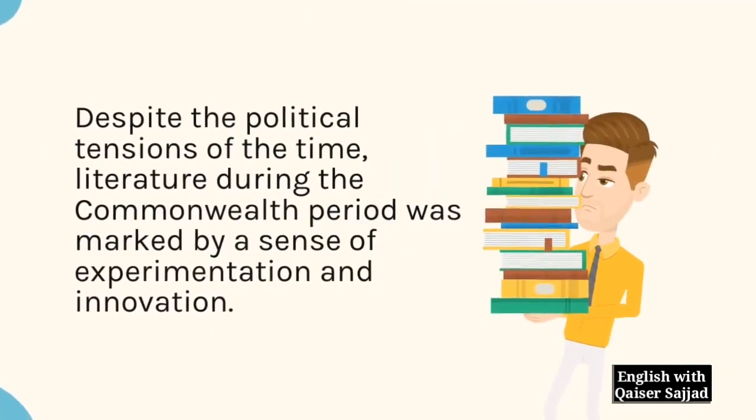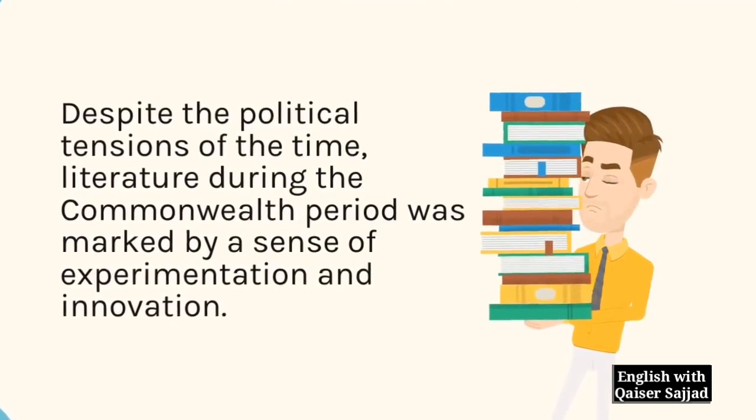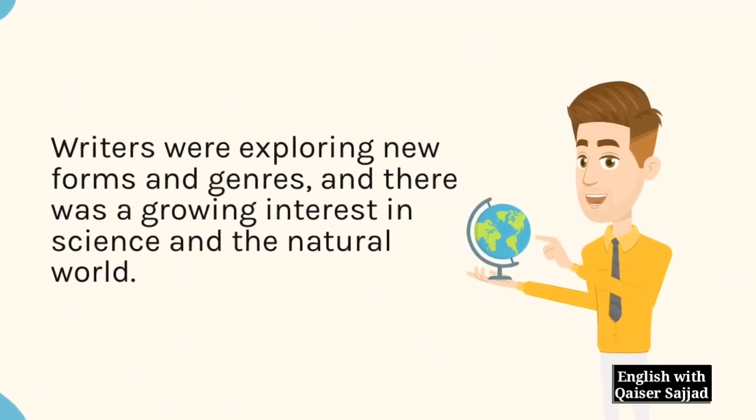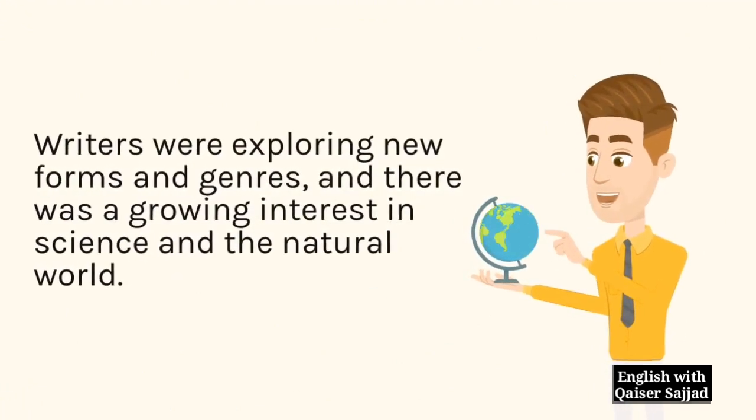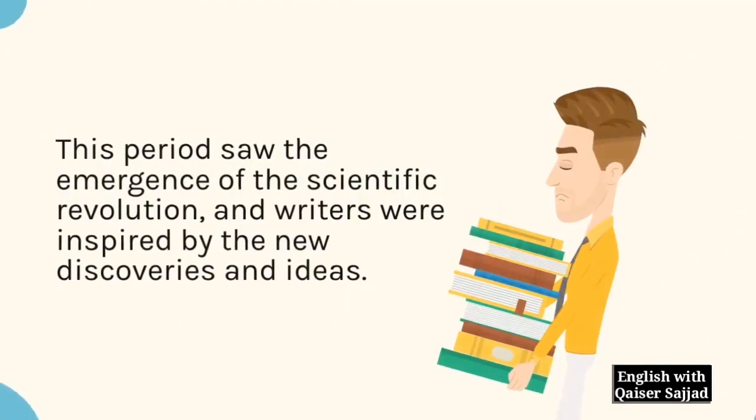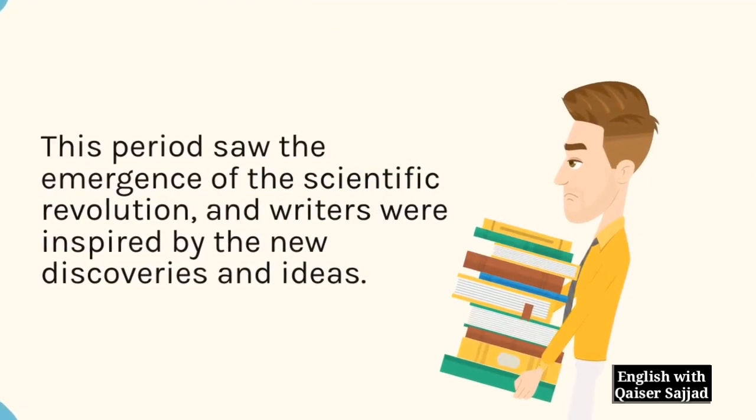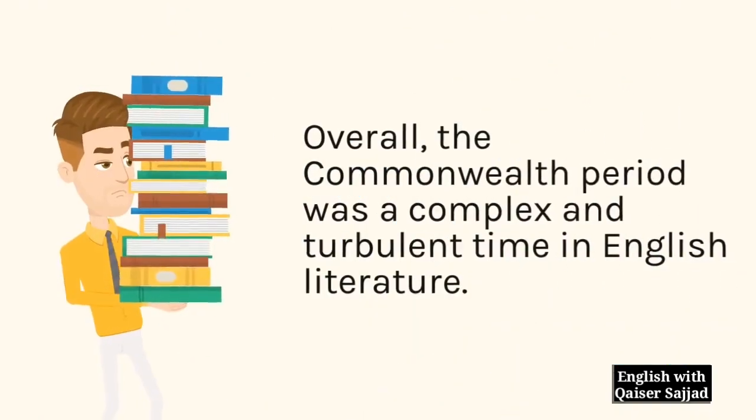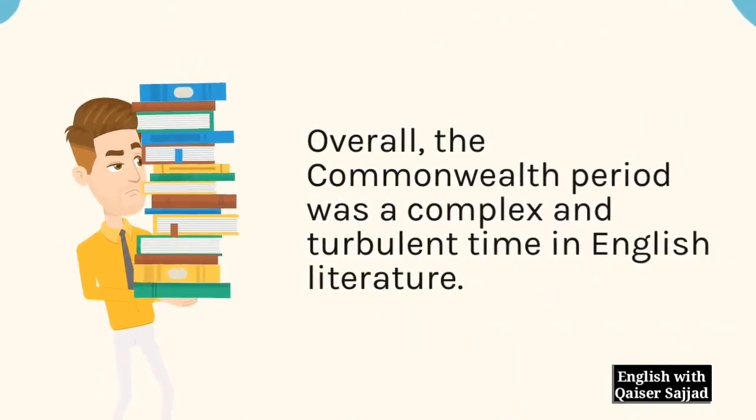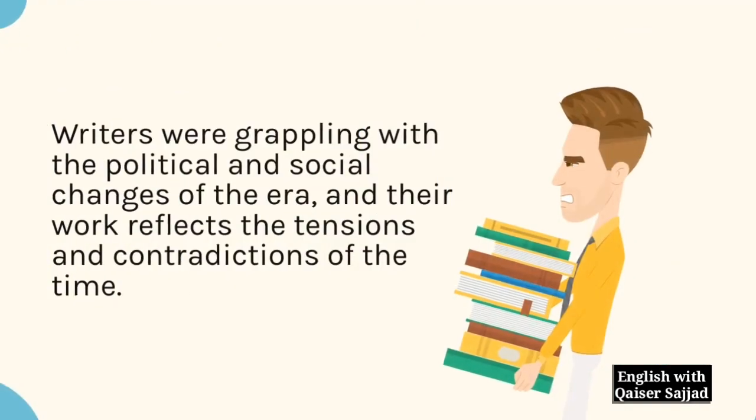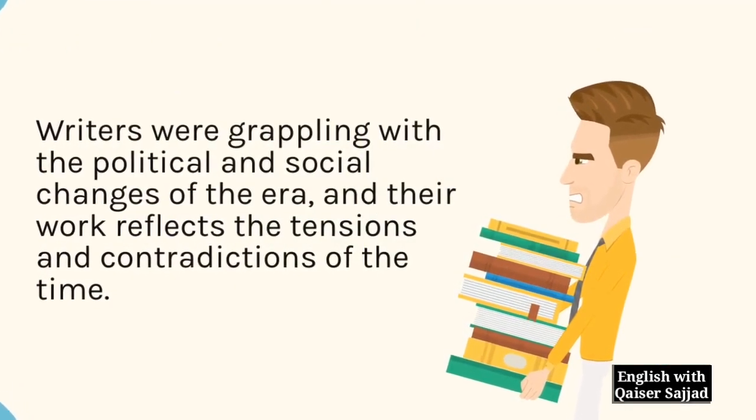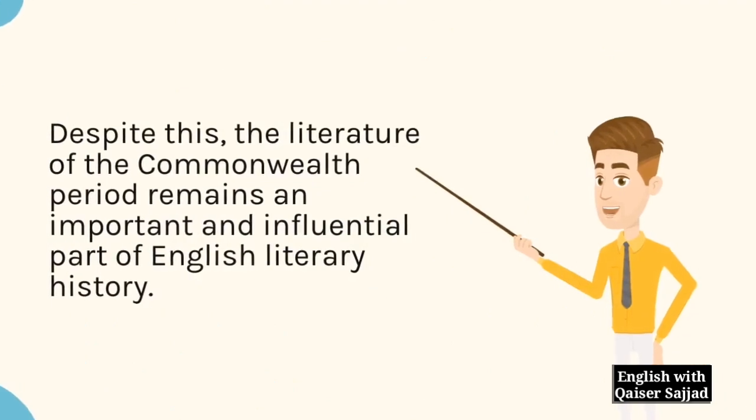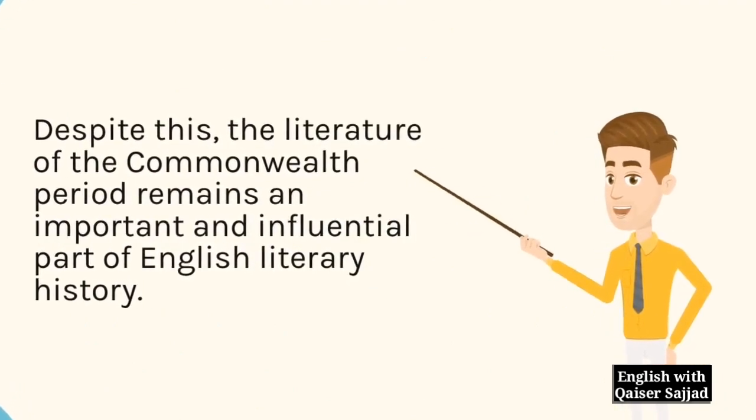Despite the political tensions of the time, literature during the Commonwealth period was marked by a sense of experimentation and innovation. Writers were exploring new forms and genres, and there was a growing interest in science and the natural world. This period saw the emergence of the scientific revolution, and writers were inspired by the new discoveries and ideas. Overall, the Commonwealth period was a complex and turbulent time in English literature. Writers were grappling with the political and social changes of the era, and their work reflects the tensions and contradictions of the time. Despite this, the literature of the Commonwealth period remains an important and influential part of English literary history.